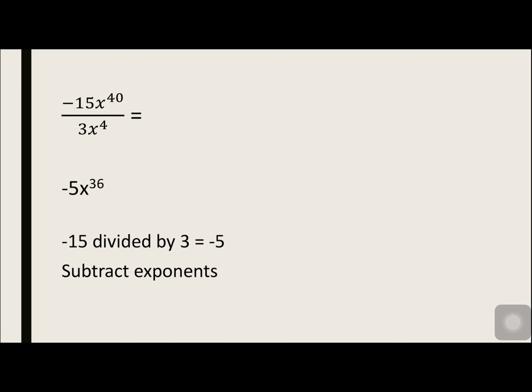Negative 15x to the 40 divided by 3x to the 4th. Negative 15 divided by 3 is negative 5. X to the 40 over x to the 4th, subtract. 40 minus 4 is 36.